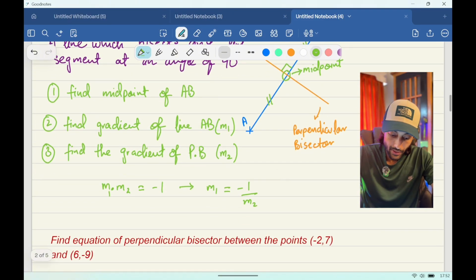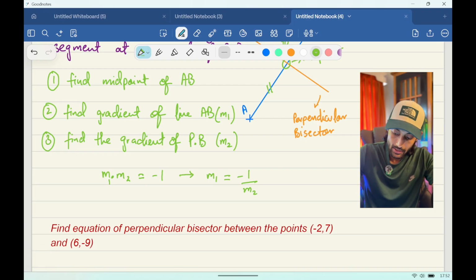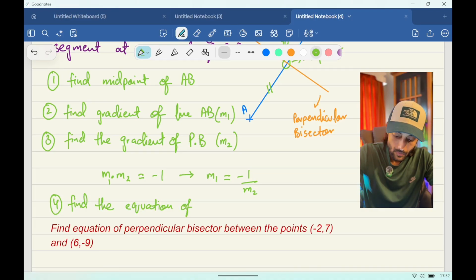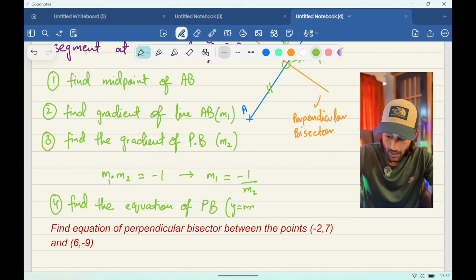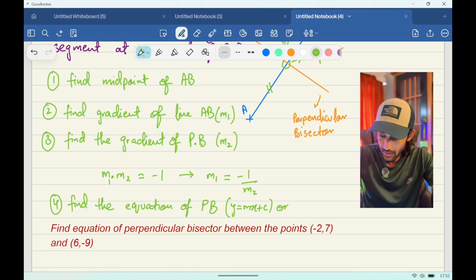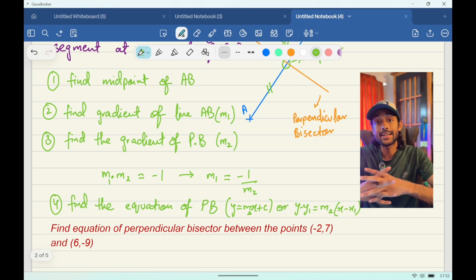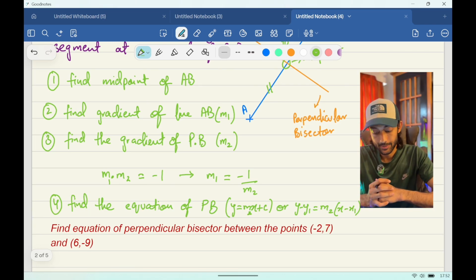The fourth and the final step, and then we have one example to do, is to find the equation of the perpendicular bisector by either applying y equal to mx plus c, or there is one more way that you can do, which is y minus y1 equal to m2 times (x minus x1). Just to be precise, use m2 at all times whenever you are finding the equation of the perpendicular bisector.